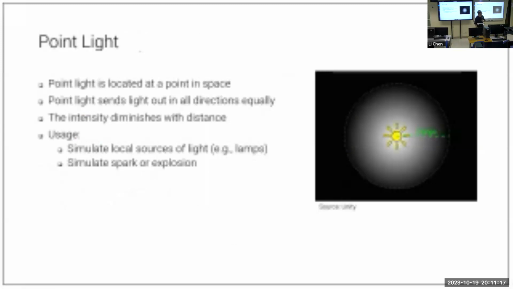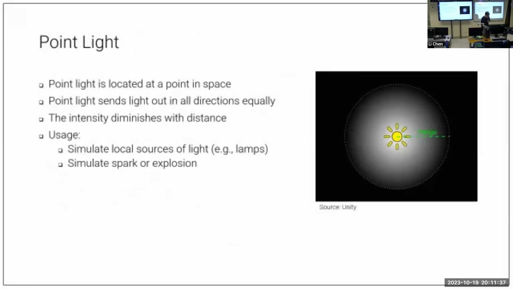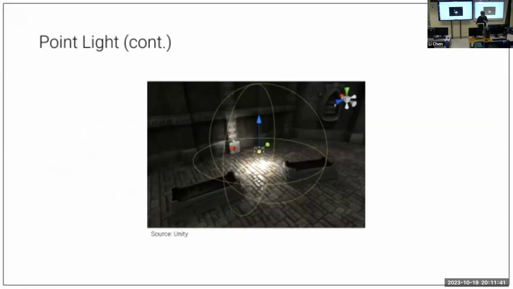Point light is located as a point in space. It's just like a light bulb. You always use point lights to do some local lighting. Remember, do not put a lot of point lights in your scene, especially if your scene is not baked in advance. It will dramatically make the scene very hard to render. So this is a point light.